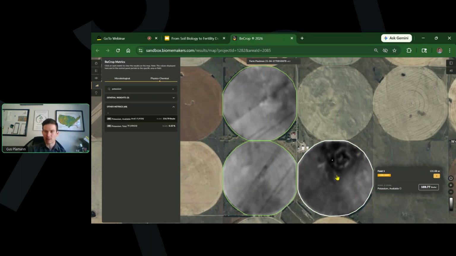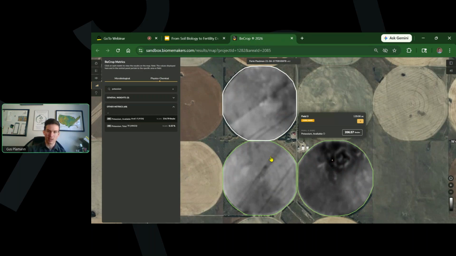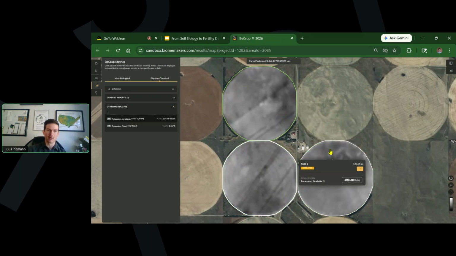This scale goes from dark representing low to the light areas representing high. It's just based on the range within these fields. This is not based on the Biomakers database or anything like that. We can see that field 1 here, which had high potassium consumption, has low available potassium compared to the other fields, with about 170 pounds per acre compared to 206 and 208 in the other fields.